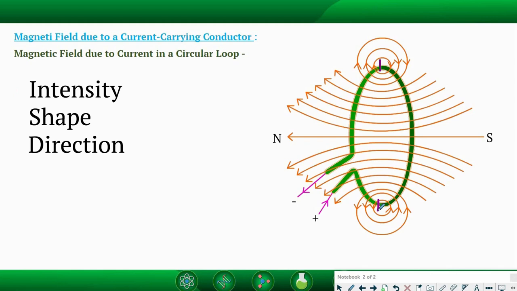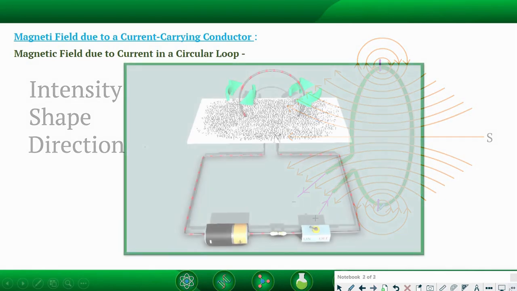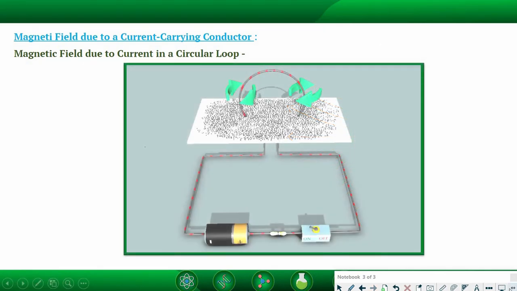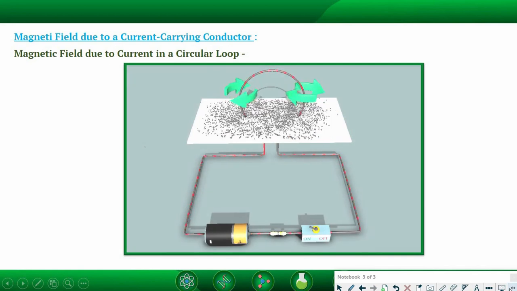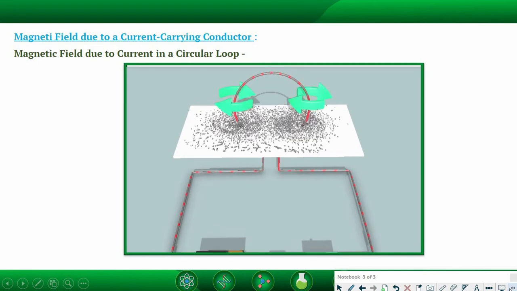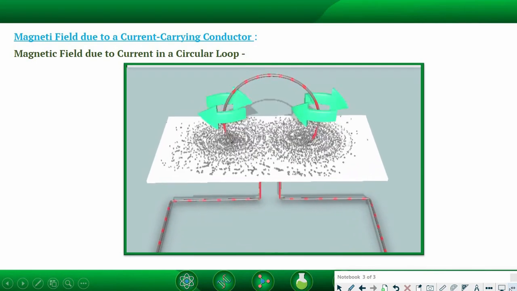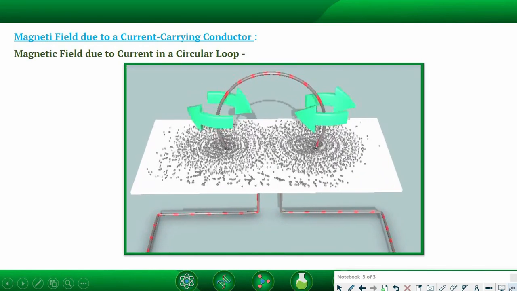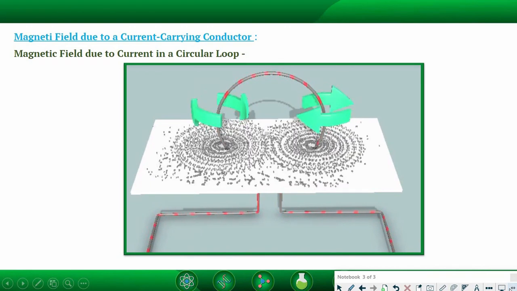So if we see how the iron filings will behave in that scenario, see the video. So see, if we place iron filings on a paper through which a current carrying conductor passes and current flows, you will see a straight conductor. In a similar way you will see 2 concentric circles around both the points.